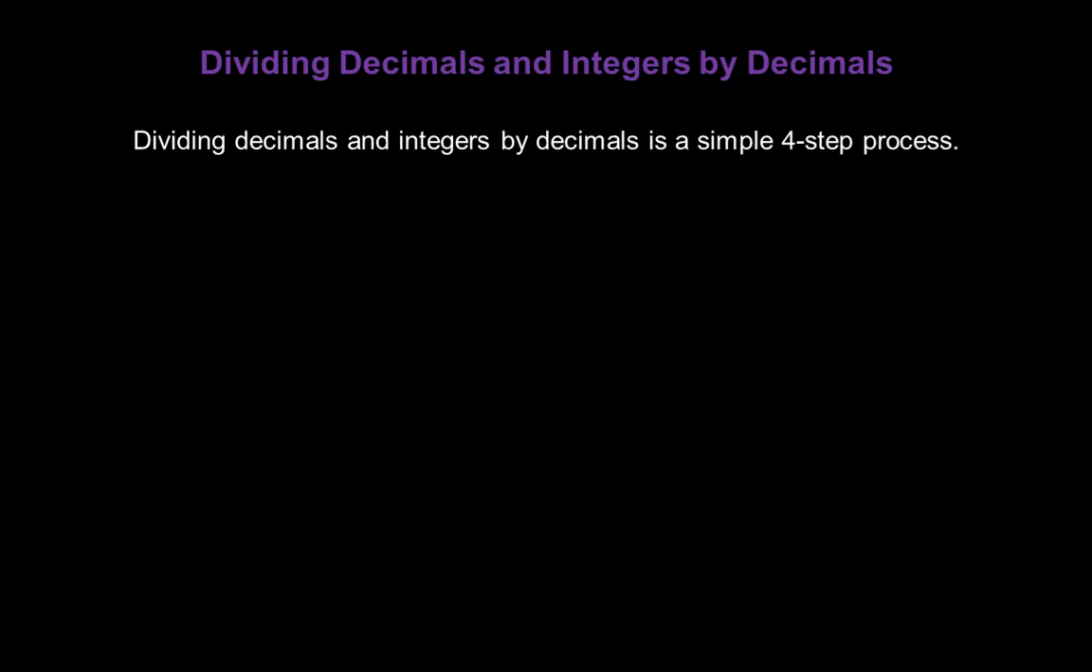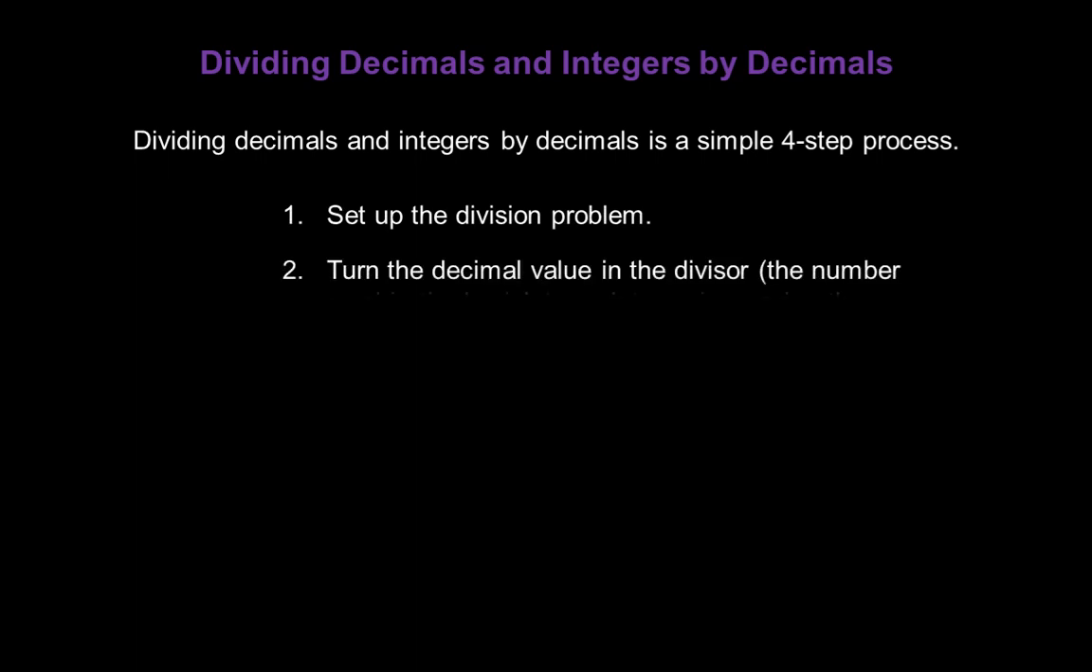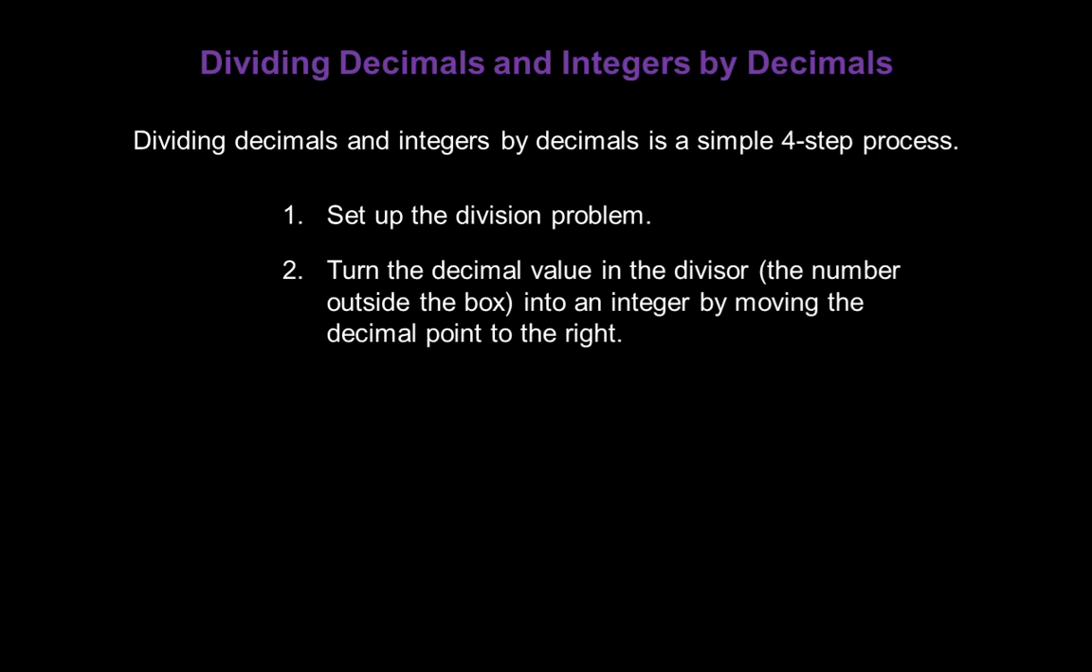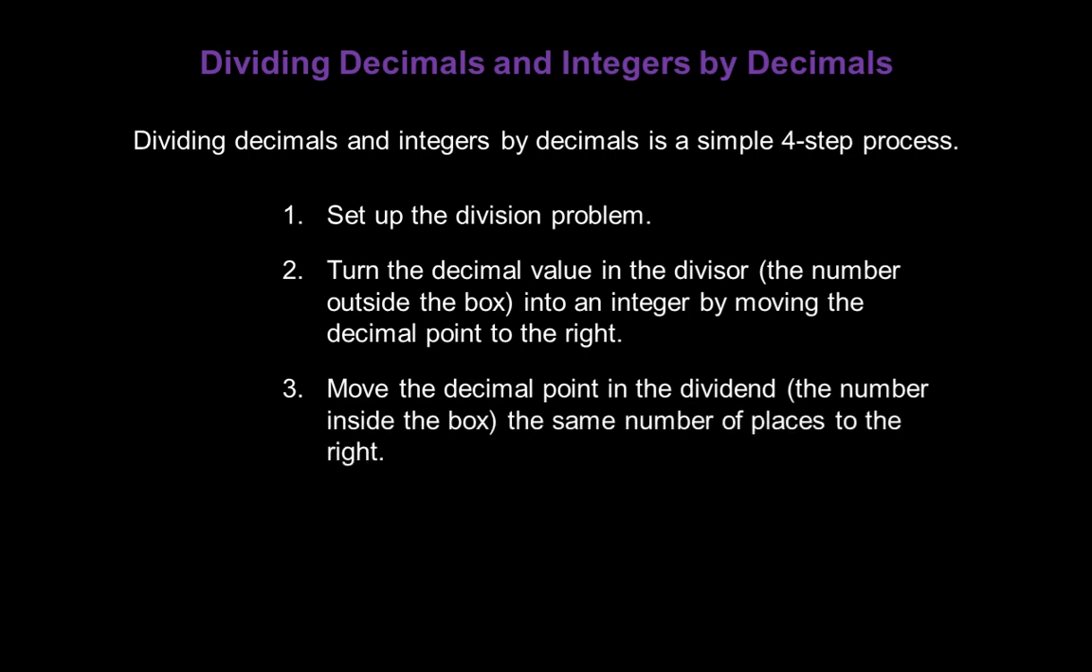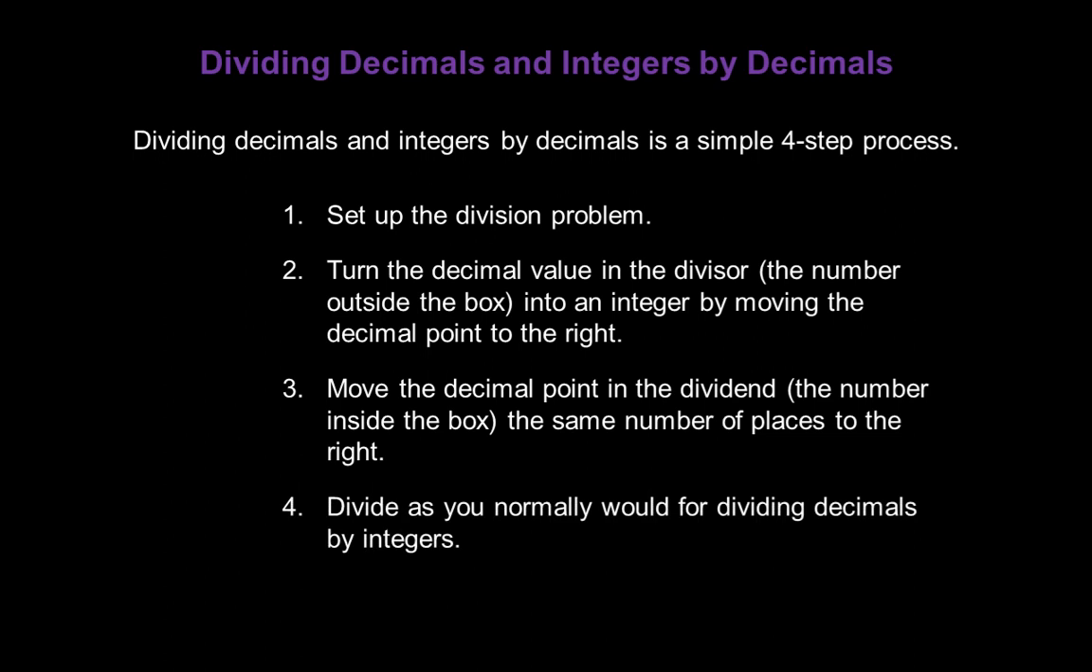Dividing decimals and integers by decimals is a simple four-step process. Step 1. Set up your division problem. Step 2. Turn the decimal value in the divisor, that's the number outside the box, into an integer by moving its decimal point to the right. Step 3. Move the decimal point in the dividend, that's the number inside the box, the same number of places to the right. And step 4. Divide the numbers as you normally would for dividing decimals by integers.